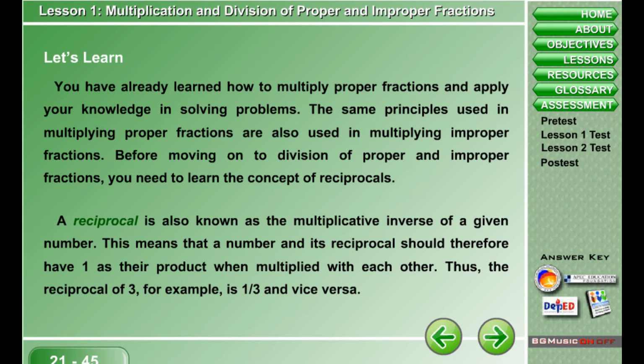A reciprocal is also known as the multiplicative inverse of a given number. This means that a number and its reciprocal should therefore have 1 as their product when multiplied with each other. Thus, the reciprocal of 3, for example, is 1/3, and vice versa.